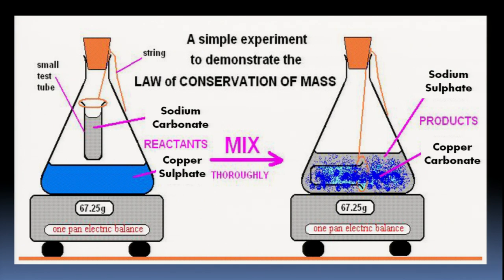This is the law of conservation of mass, okay? And when we mix, the chemicals in the ignition tube are dropped into the solution. What do we get? We get sodium sulfate and copper carbonate. Copper carbonate is the precipitate formed.